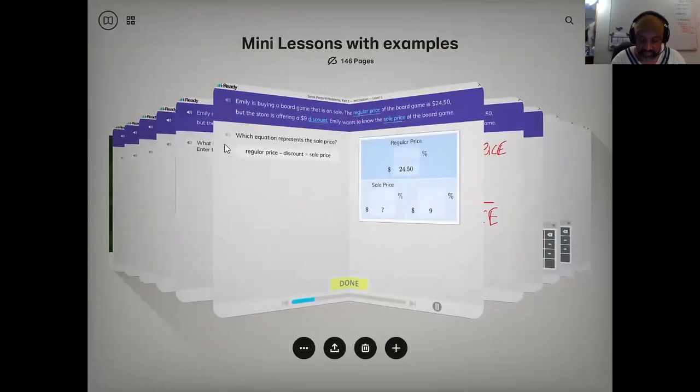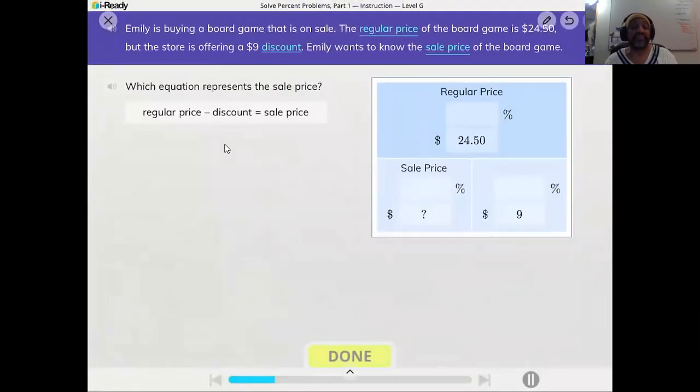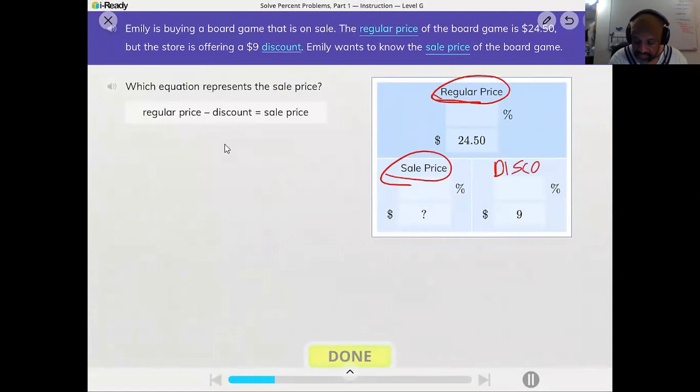Okay, next thing. Now they're going to give you this table. It might look a little confusing, but all they're basically doing is itemizing and breaking it out. So that's all you'd have to do here. So regular price goes up top, sales price, the amount of the discount is going to go here, right? And that's all they're basically asking you for.